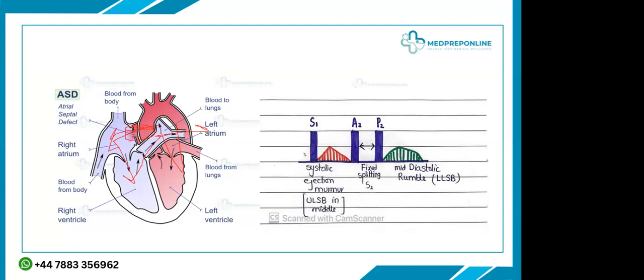And what are you going to have? You are going to have a systolic ejection murmur at the upper left sternal border, and there will be a fixed splitting of S2.